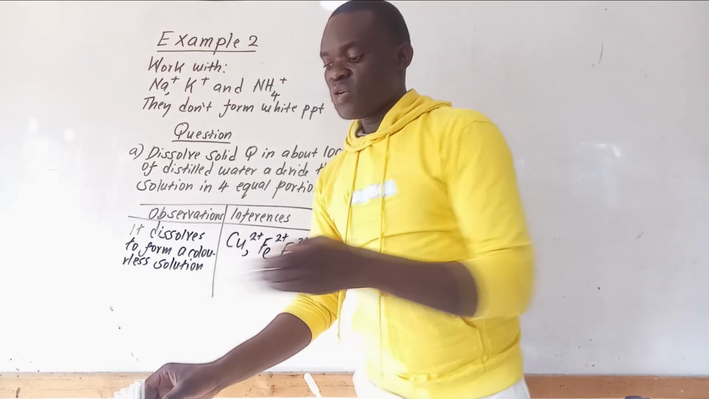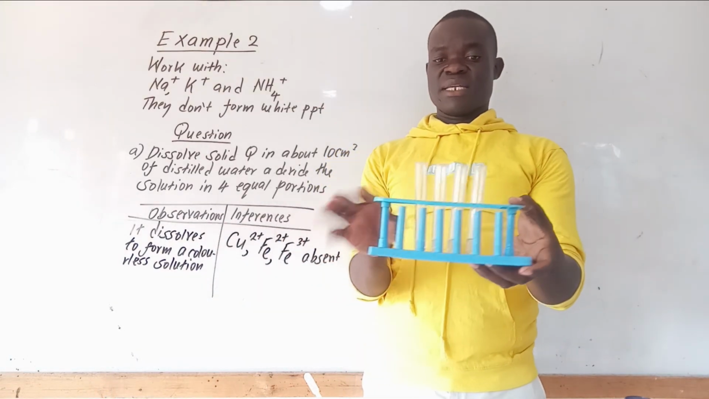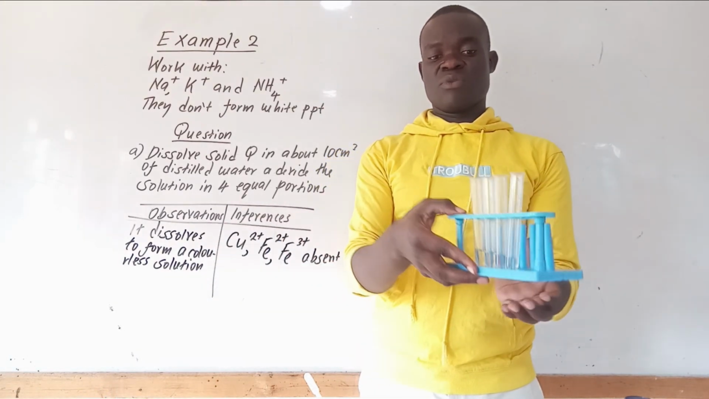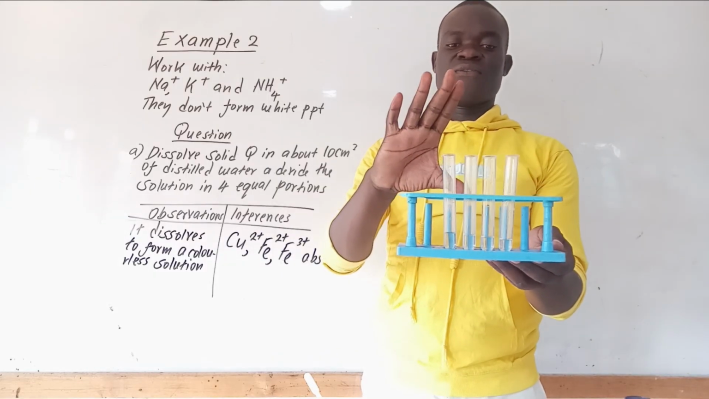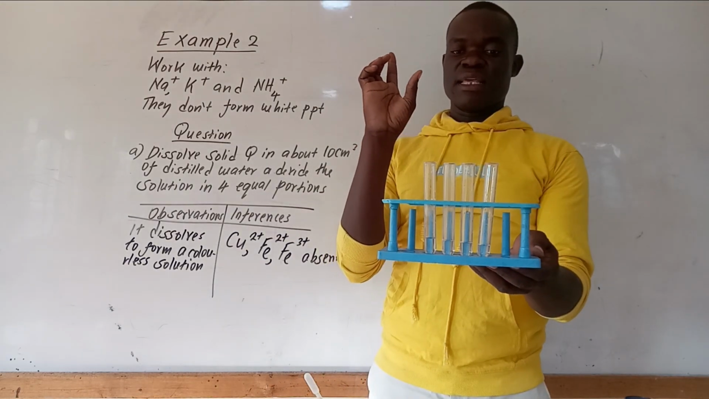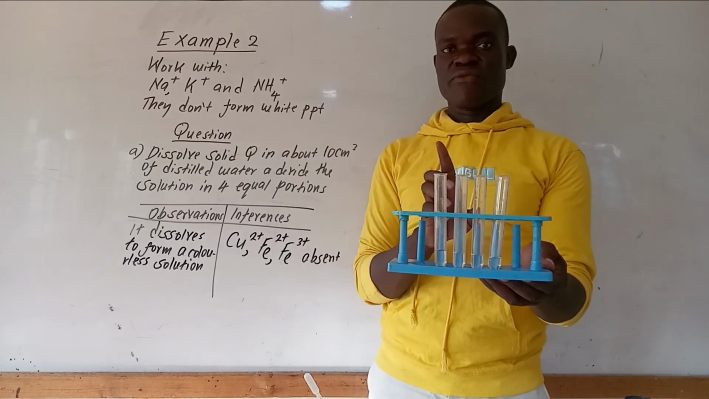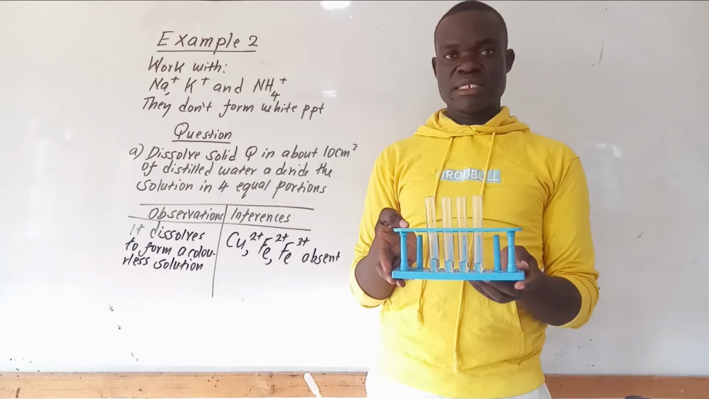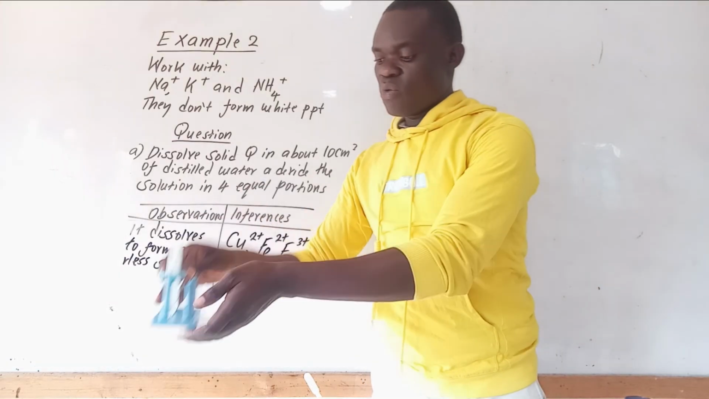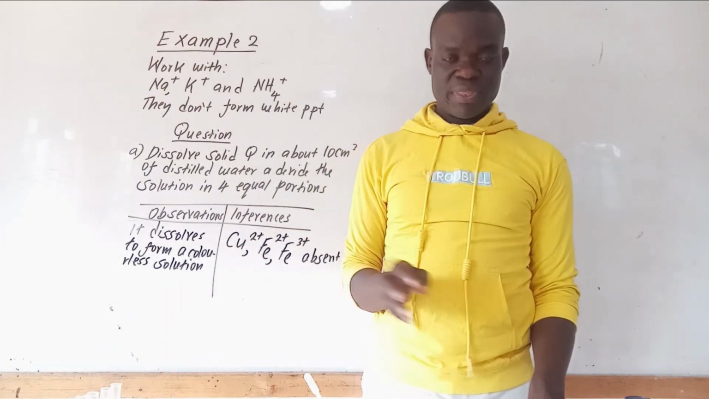Fine. So we are going to do experiment using this. We are going to test ions in these 4 portions of the solution formed after dissolving solid Q in about 10 cubic centimeters of distilled water. So we are going to move to the next question.